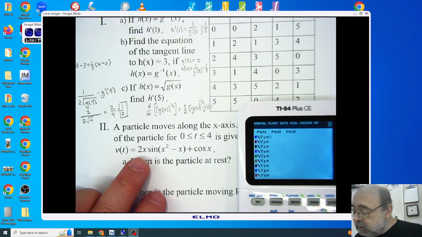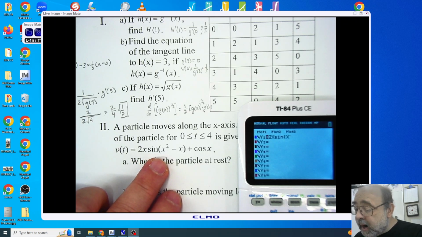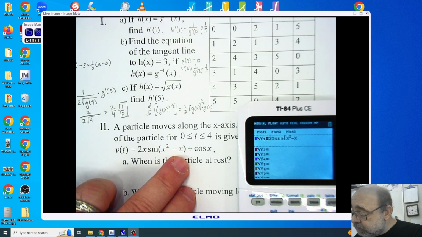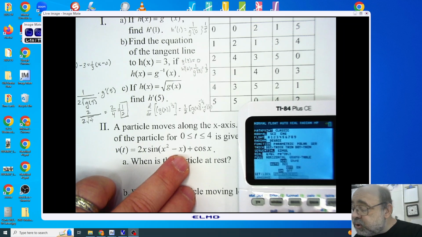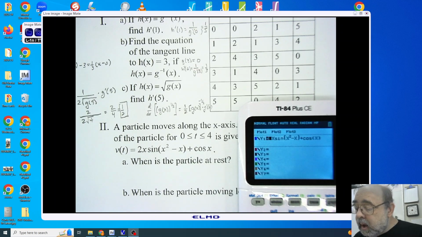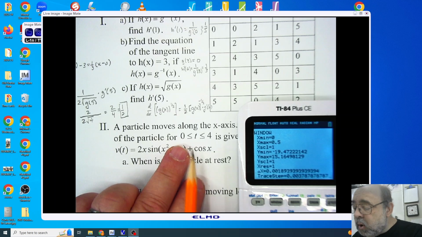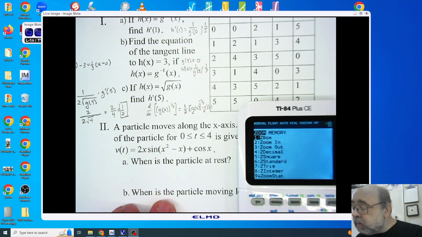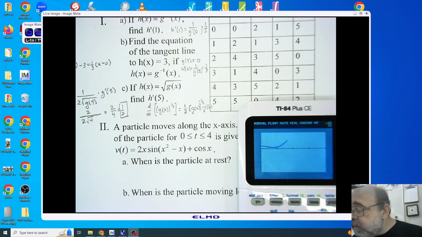We want to put in 2x sine of (x squared minus x) plus cosine of x. Please make sure your mode is in radian mode. And our window is the domain 0 to 4. I'm going to hit Zoom Fit, Zoom 0. This is going to give me the best looking graph I can.